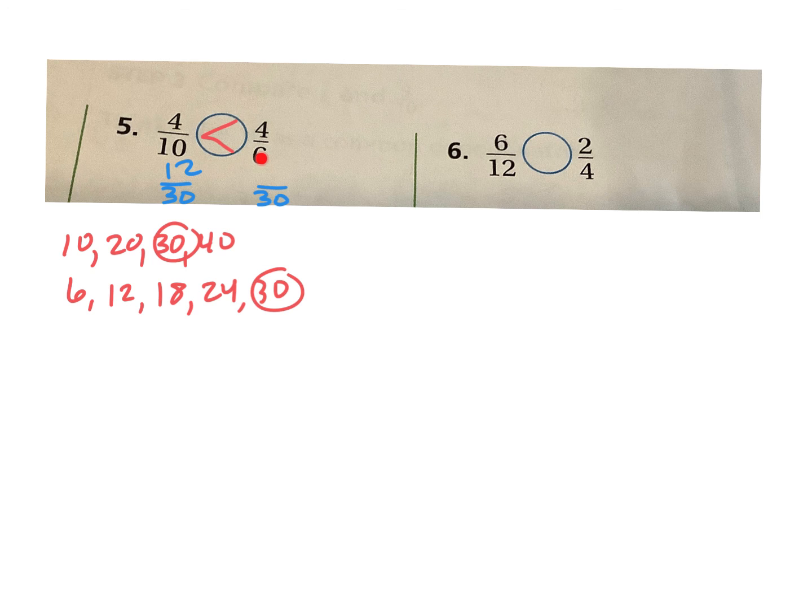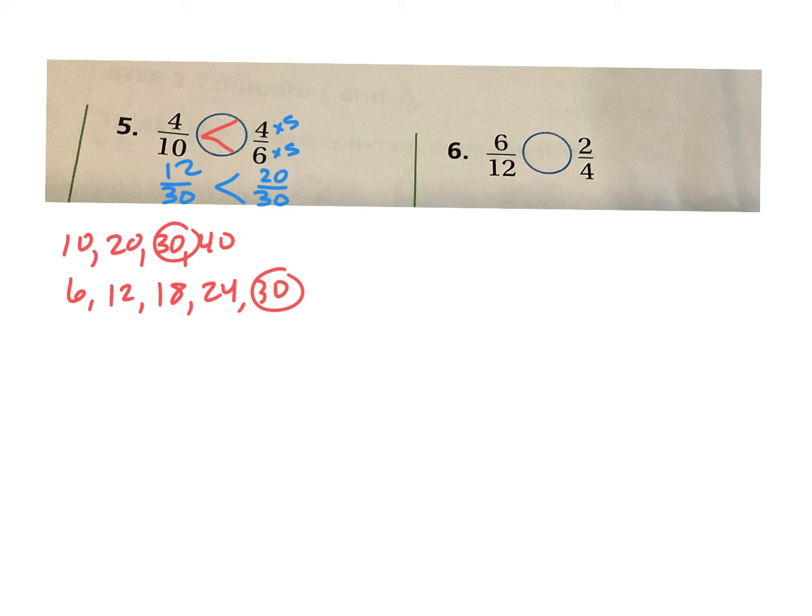Okay, what do I do to 6 to become 30? I multiply by 5. If you weren't sure of that, count. We counted by them, so it's there. 1, 2, 3, 4, 5. 6 times 5 is 30. So 4 times 5, I have to do the same thing to the numerator as I did to the denominator, right? So 4 times 5 is 20. And now that I have the same denominator, all I have to do is look at the numerators and see which one's bigger. 20 is bigger than 12, so there you go. Got the same answer.